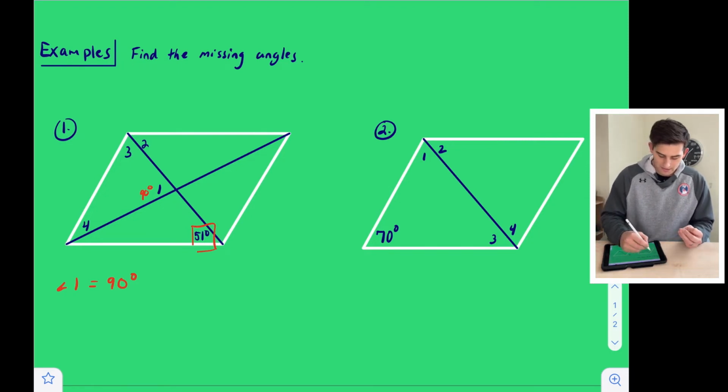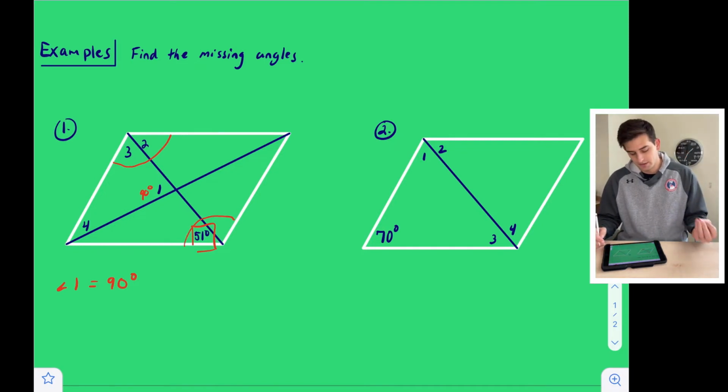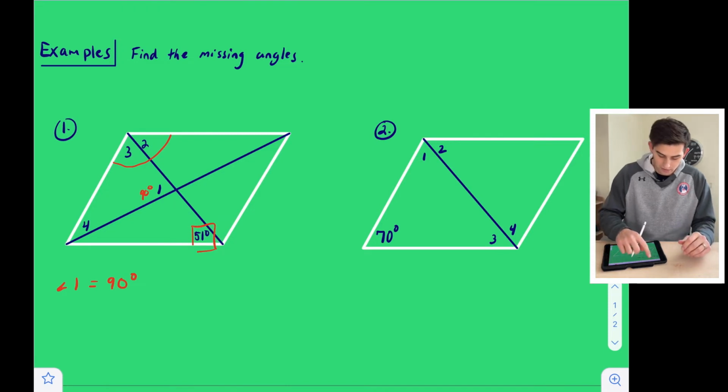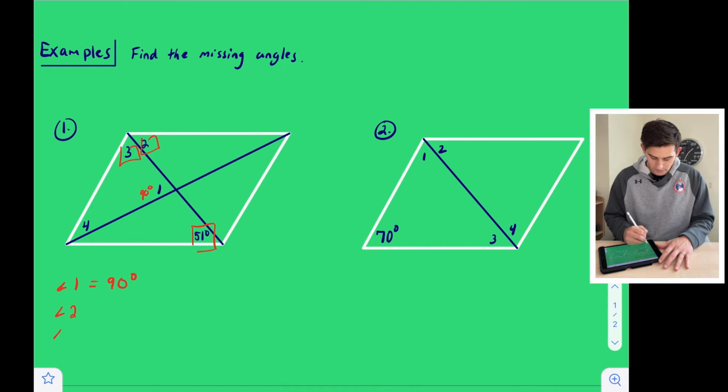Now, keep in mind that these opposite angles, these two angles right here, are congruent since this is a parallelogram. And since we bisect the angles, all of these smaller angles are also equal to each other. So since that angle is 51, angle 3 is also 51. And remember, it's bisecting, so angle 2 is also 51 degrees. So angle 2 and angle 3 are both 51 degrees.